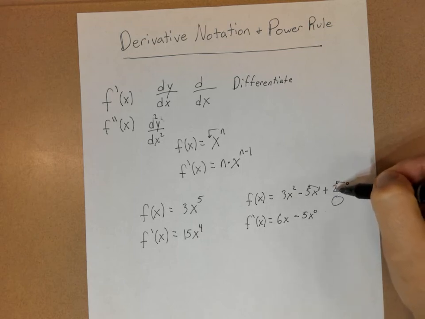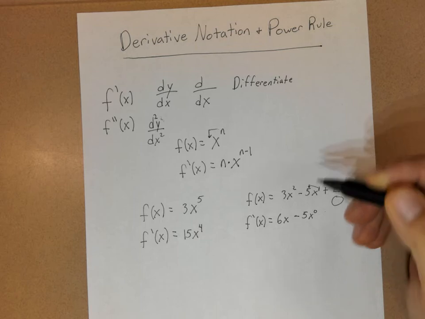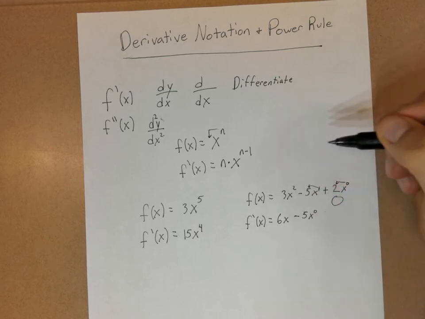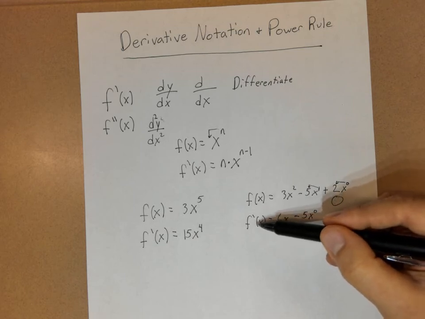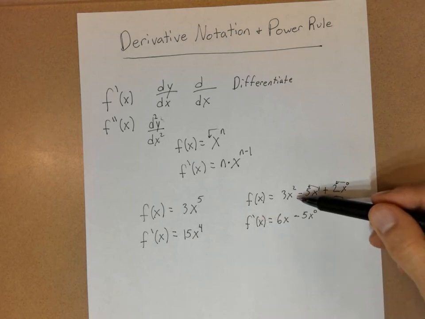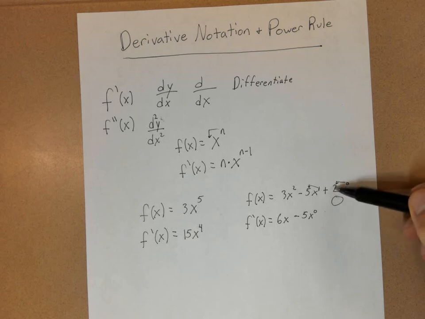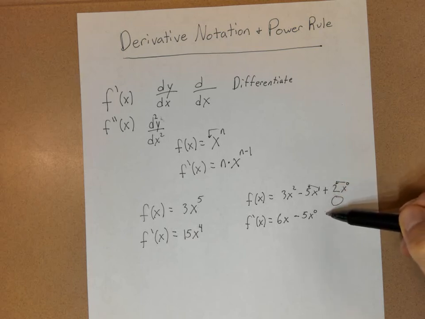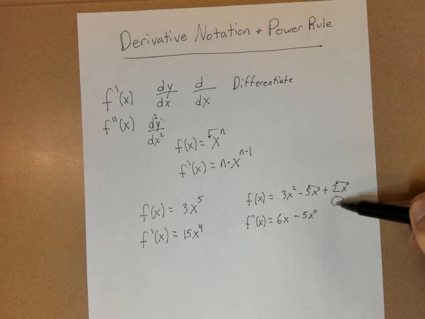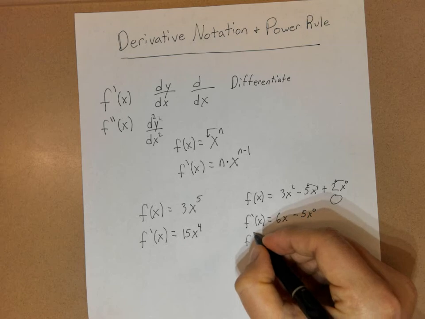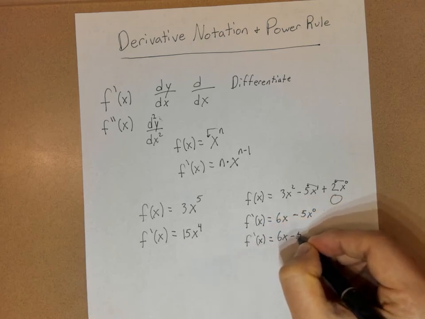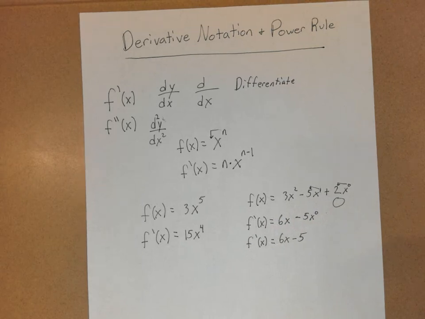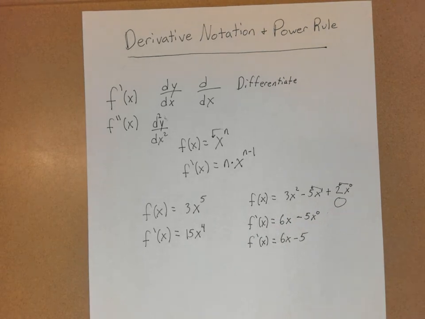That makes sense when you think about what the plus 2 does to the picture. The plus 2 just takes the graph and moves it up 2. It doesn't affect the slope at all. And remember that our derivative is an equation that represents the slope of this curve. Because this doesn't affect the slope at all, it shouldn't be part of my derivative. So that's why it makes sense that this becomes 0. Our final answer for our derivative function would be 6x minus 5. And so that's how you can use the power rule to find the derivative of a function.